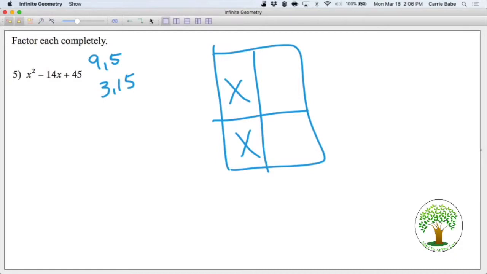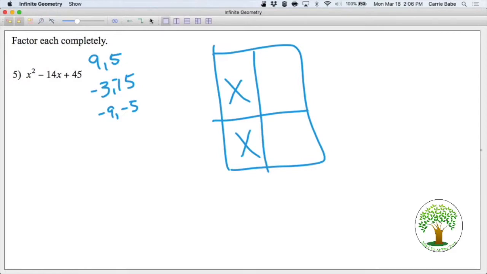But we have a positive 45, so they both need to be negative to cancel out when we're multiplying, right? Actually we should have thought of that, because this could be positive 9 and positive 5, or negative 9 and negative 5 will also make a positive 45 when we multiply those two negatives together, right? And same with the 3 and the 15. So what are we going to use, the 9 and the 5 or the 3 and the 15? The 9 and the 5.